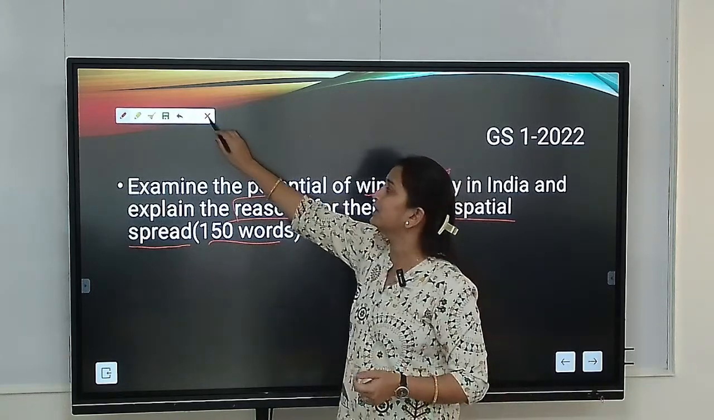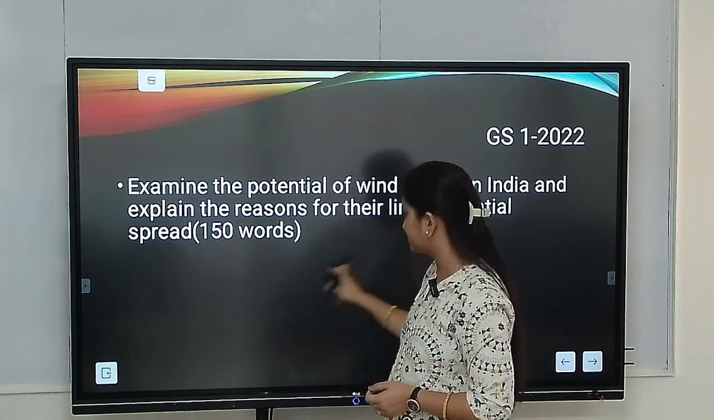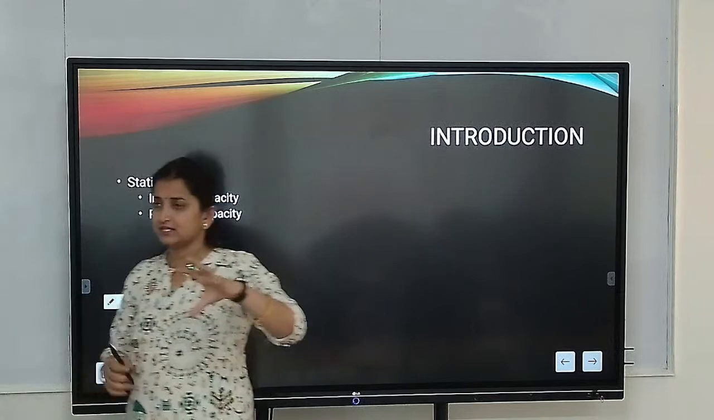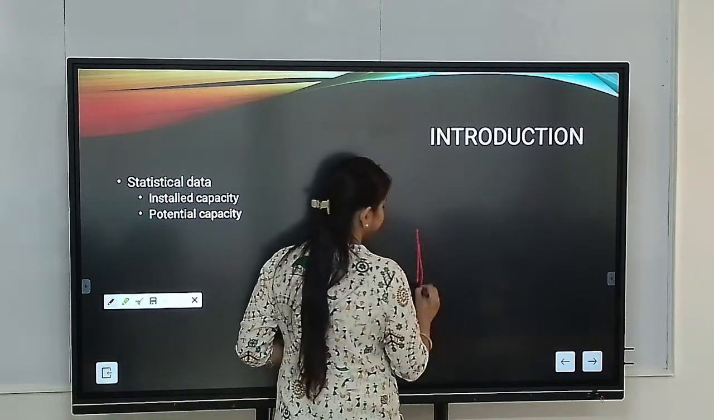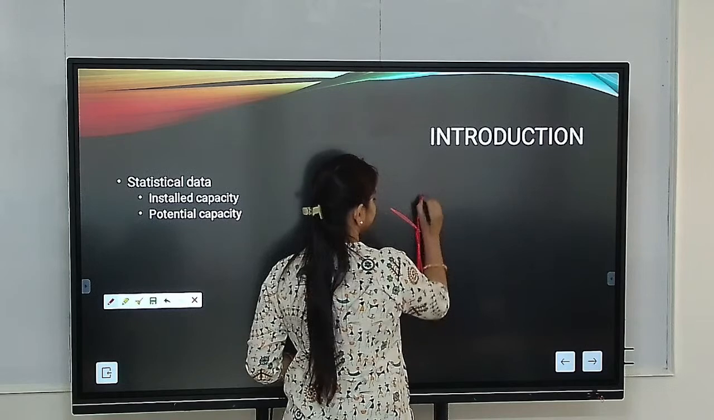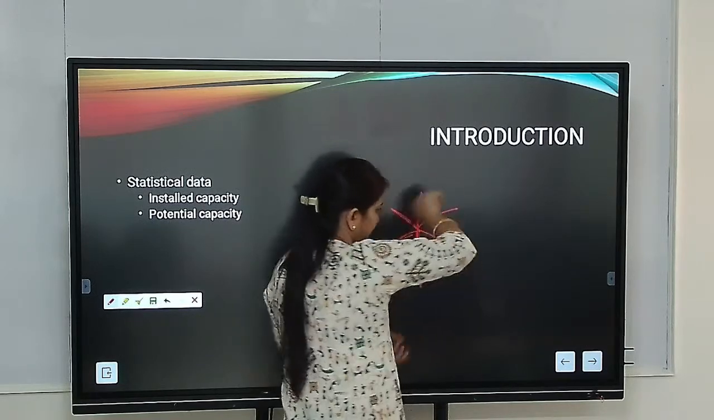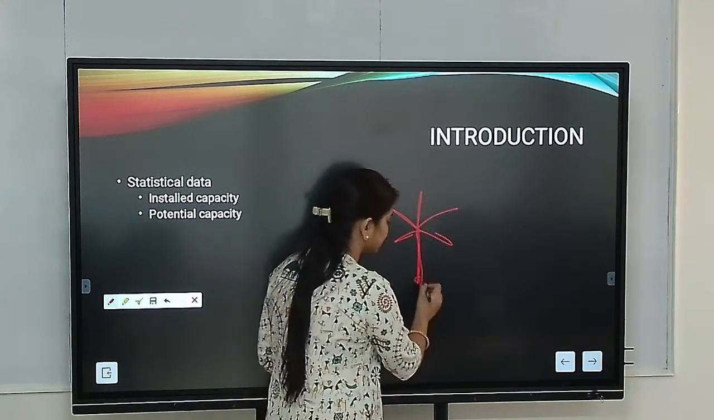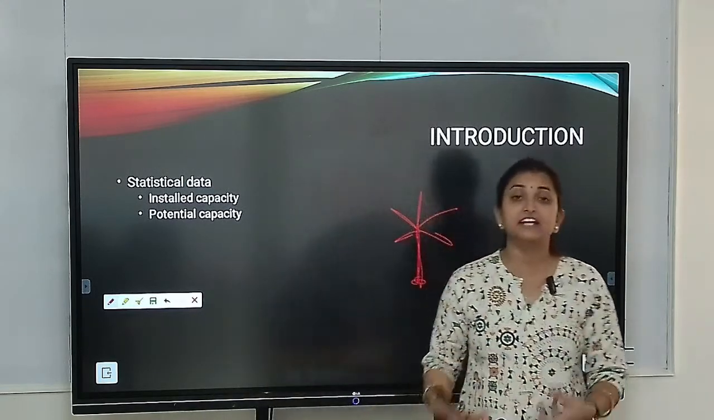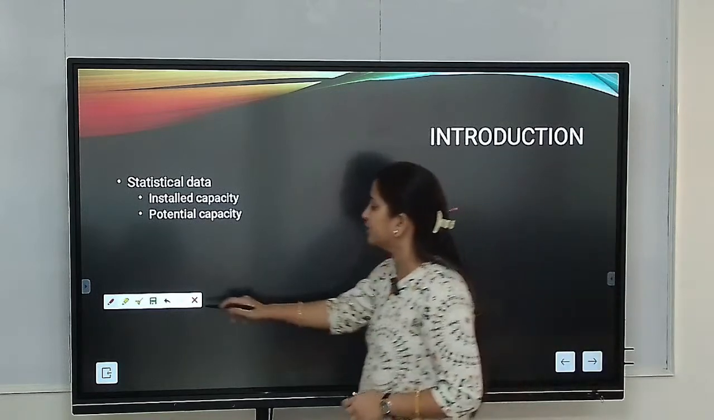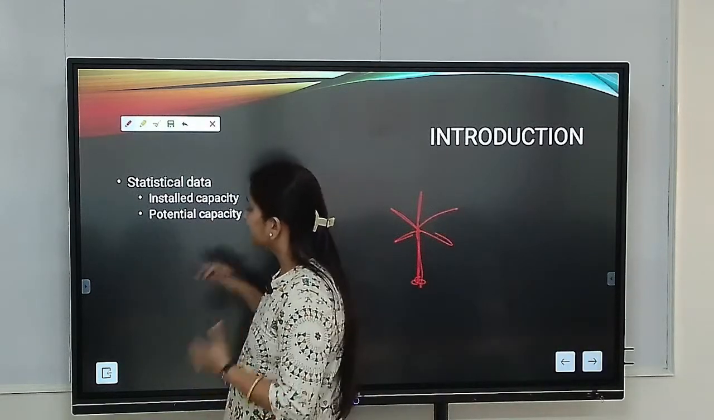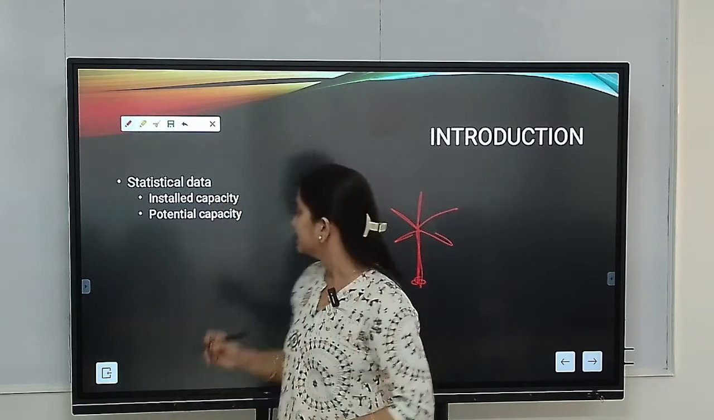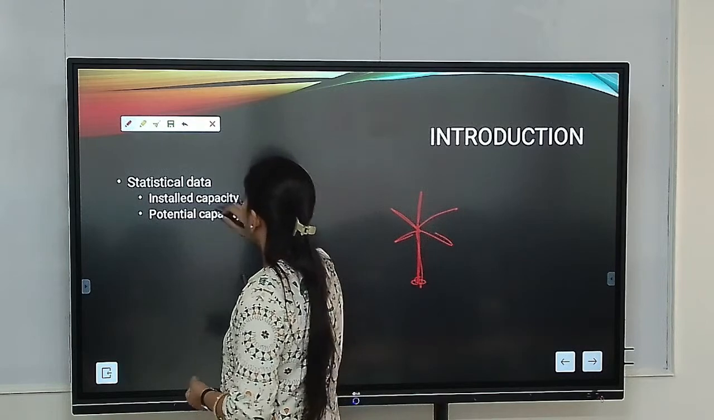If we know how wind energy is generated: wind energy is generated from a windmill. Okay. A windmill is a turbine attached with 3 or 4 blades, and these blades keep rotating, and because of their rotation the turbine starts rotating, and the rotation of the turbine generates energy. So that is the working principle of wind energy. Okay. Now here, because they are asking us about the potential of wind energy in India, we had better begin with the statistical data.